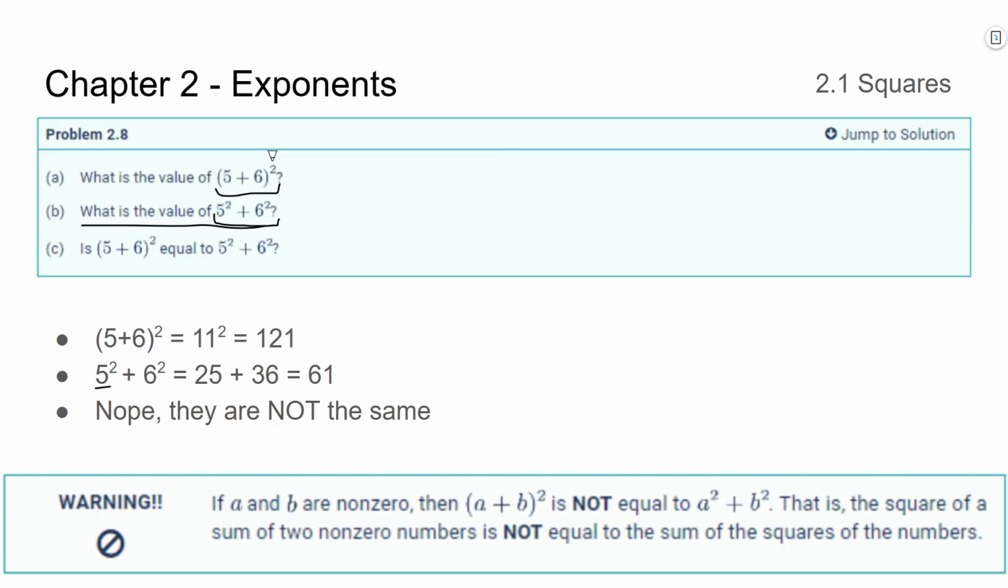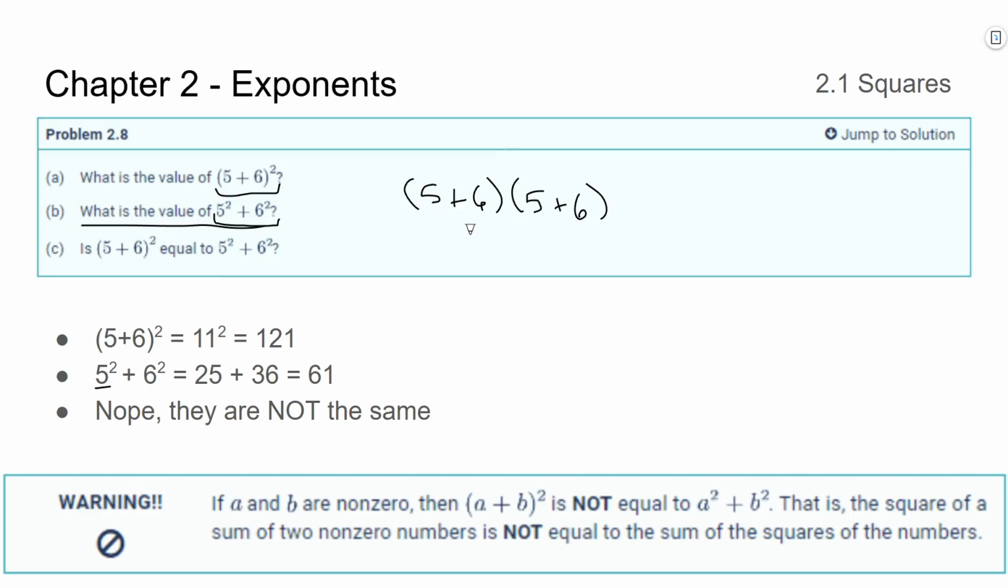You can't distribute this squared to the 5 and the 6, because you get the wrong answer. And the reason for that is because that's not what you're doing here. When you say 5 plus 6 squared, you're not saying 5 squared plus 6 squared. You're saying 5 plus 6 times 5 plus 6. That's what you're actually doing. You're not doing 5 squared plus 6 squared.